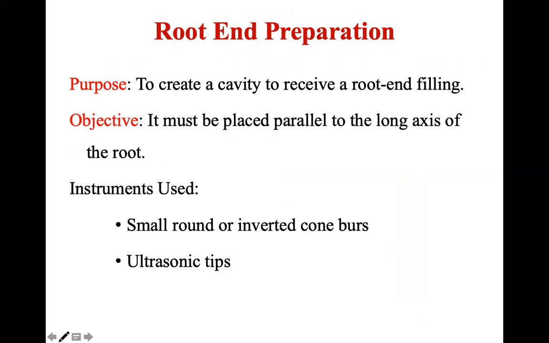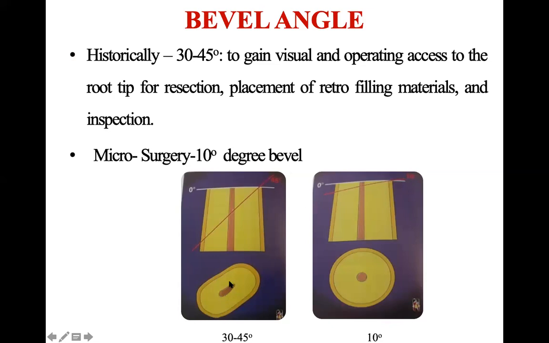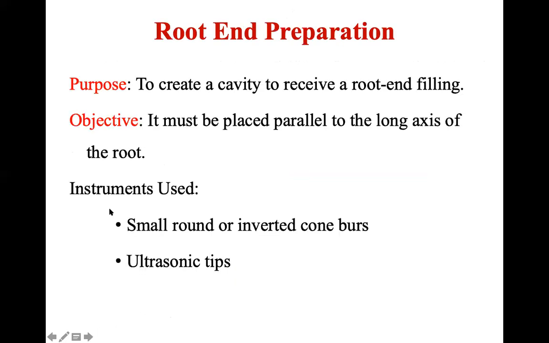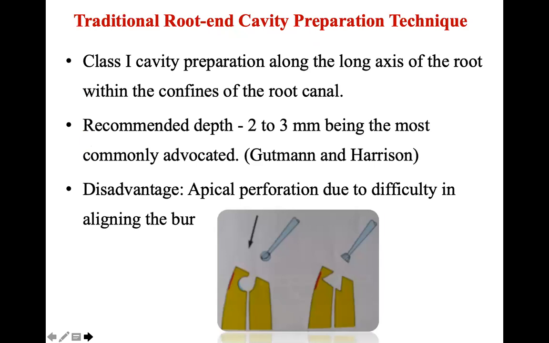Now, once you have, see here, this cavity is open now. So you will have to prepare this cavity in a way like you do a class one cavity preparation. Because here it is irregular, it is filled with necrotic debris or sometimes even the sealer, and you won't be able to place a root end sealing material here directly. So you need to prepare a proper class 1 cavity in the root apex. To create this cavity so that it can receive a root end filling material, it is always placed parallel to the long axis of the tooth, because if you do not maintain that, you might end up perforating the root. And very small round burrs or inverted cone burrs or at times ultrasonic tips are also used.